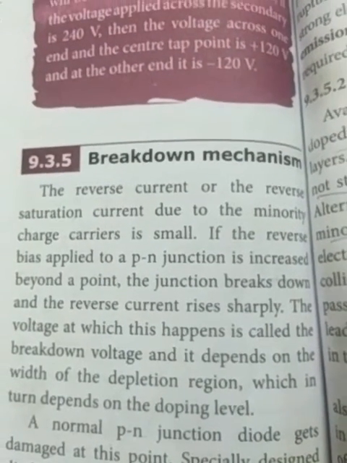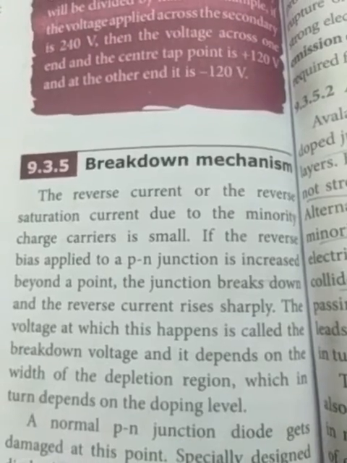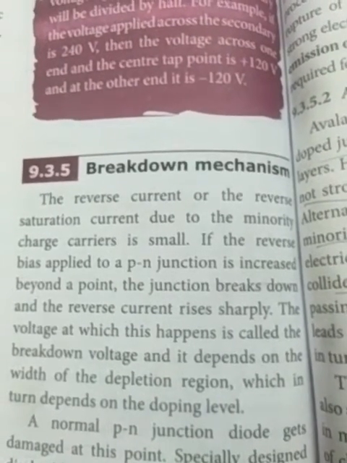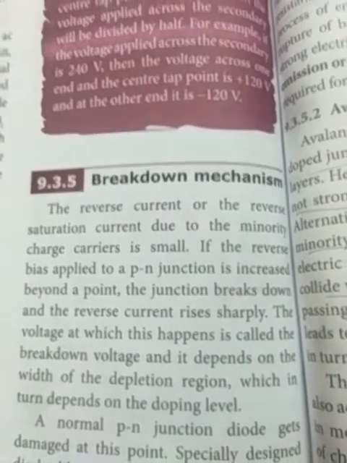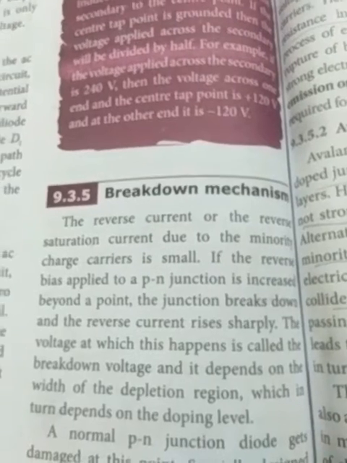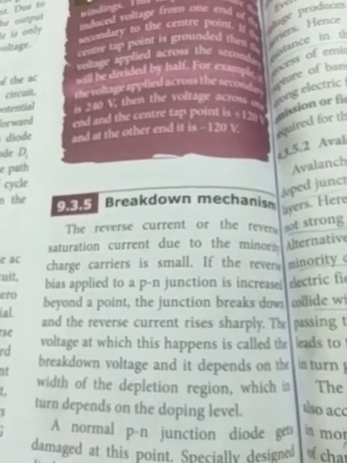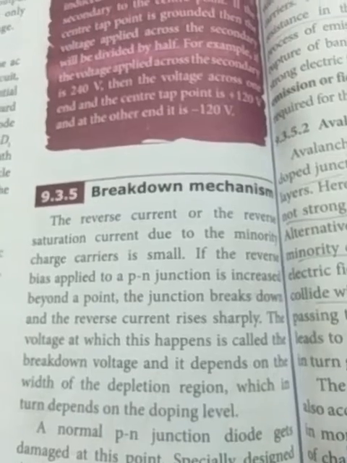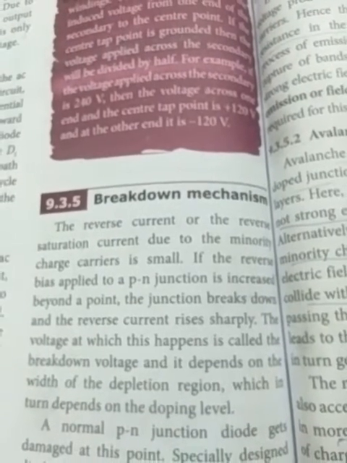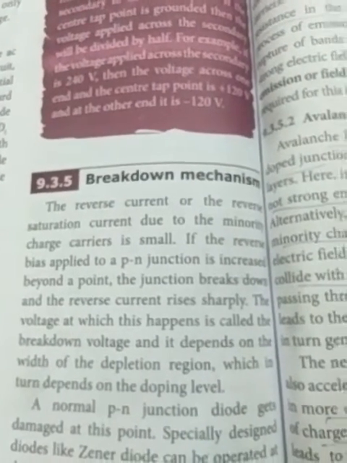When we say reverse current, it means PN junction, NP junction. Why are we taking the NP junction? Because the minority carriers are more there, and they are not connected to the current.